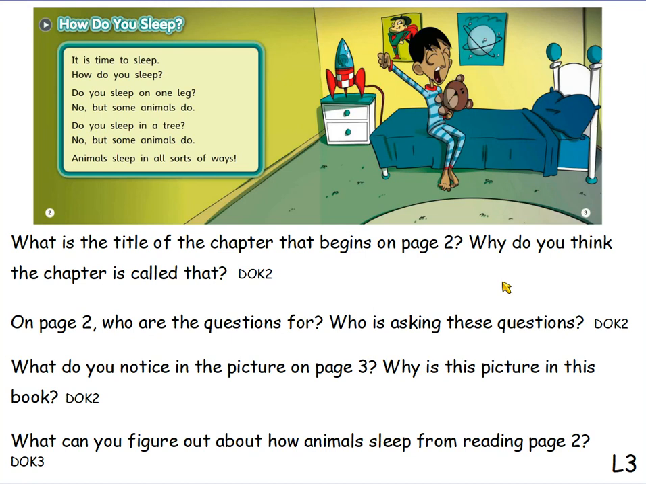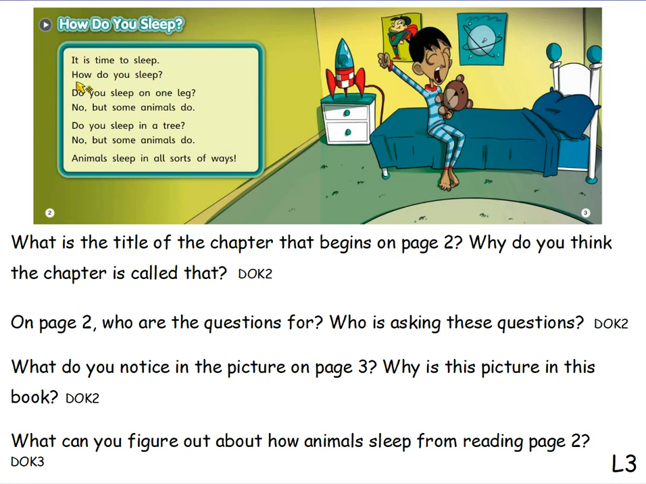Our next question says, on page 2, who are the questions for? Who is asking these questions? So first, I need to look on page 2. So I see this is page 2. And do you remember how we can tell if it's a question? I can see there are 3 questions, actually 4 if we count the title. But I'm going to look for the ones that are in the body of the text. Do you see the 3 questions that are there on the page?